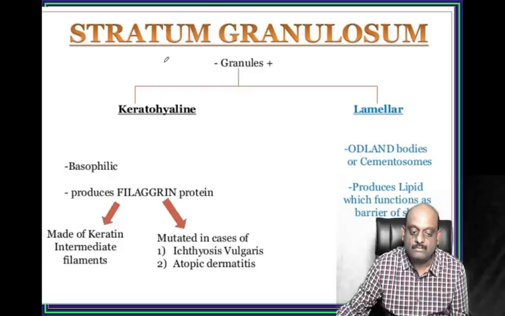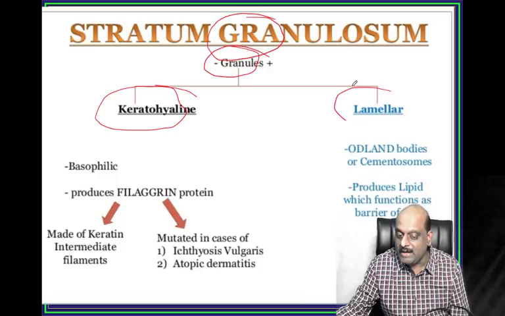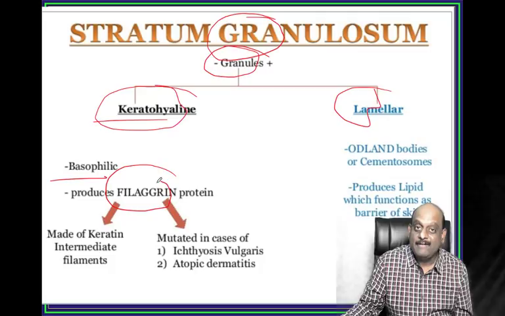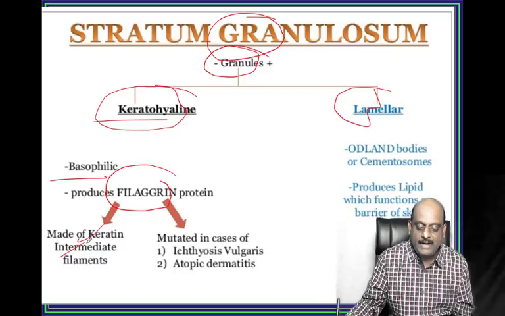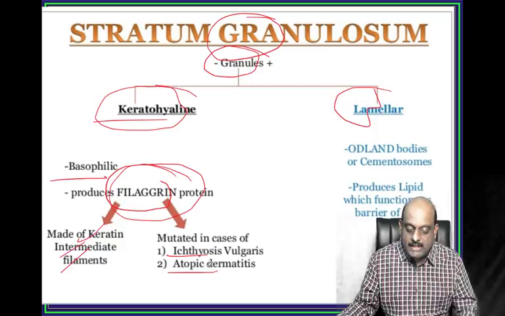Now, why is the granulosum called granulosum? Because it has granules. Two types of granules: keratohyalin and lamellar. Keratohyalin is basophilic. It produces filaggrin protein, and it is made up of keratin and intermediate filaments. Now what is its importance? If something happens to this filaggrin protein, then it leads to ichthyosis vulgaris, atopic dermatitis. That is what you need to remember.